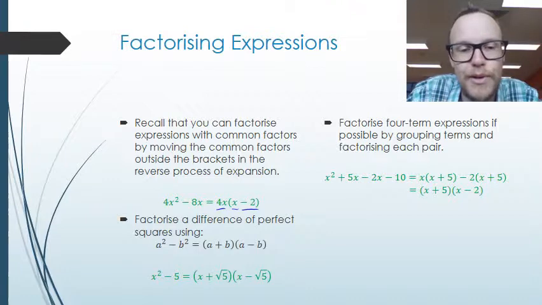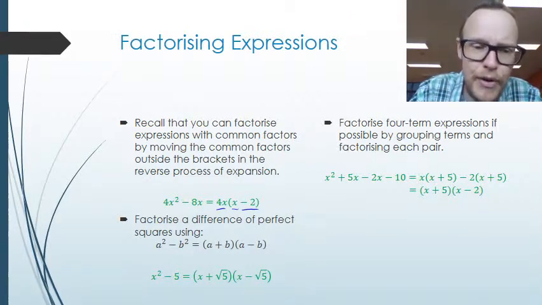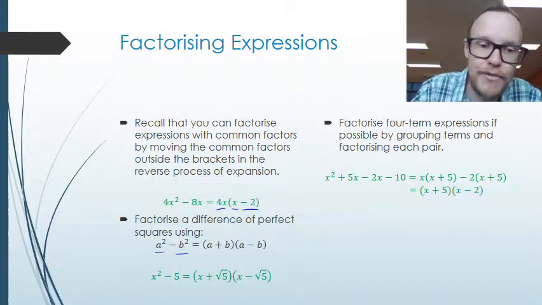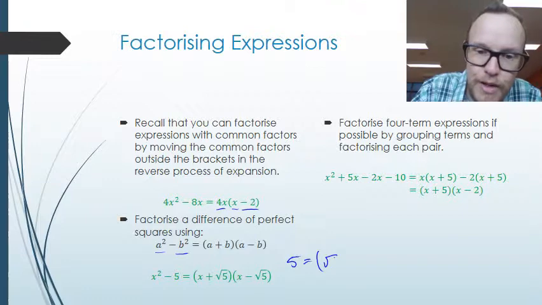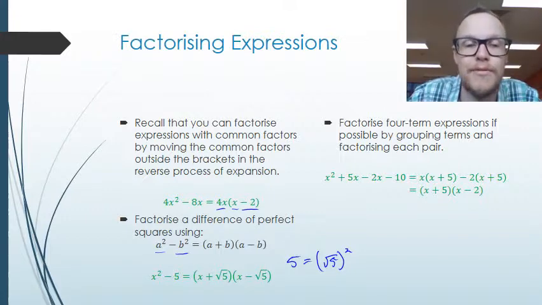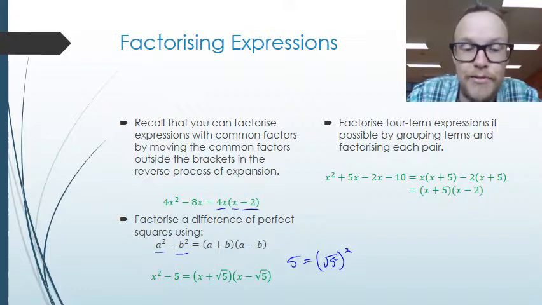I can also factorise a difference of perfect squares. So for a difference of perfect squares, I would see any two numbers subtracted from each other. I can factorise that even if one of them isn't a square, because I know that for the example we have below, 5 is equal to the square root of 5 squared. So any number I can take, I can factorise if it's the difference between that number and another number, or that number and another variable.